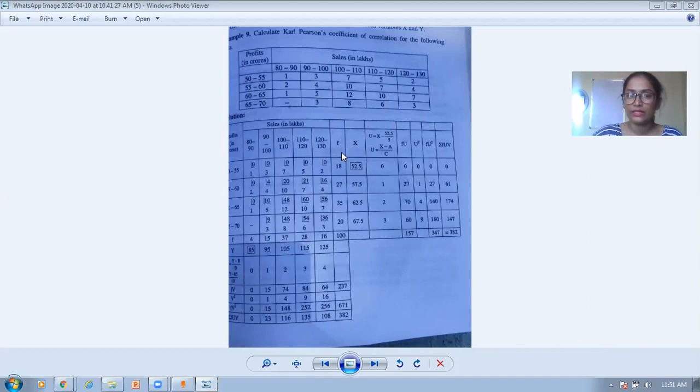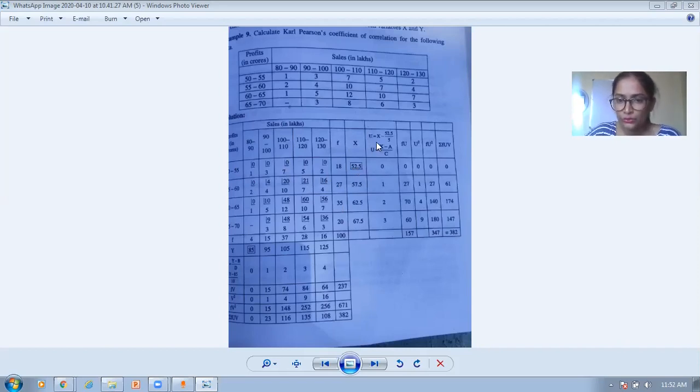Here, f is the frequency of x. That means the sum of this particular row. So 1 plus 3 plus 7 plus 5 plus 2 is equal to 18. That's why we have written 18 here. The same follows for 4 rows, and the same way we calculate x. How do we calculate x? This is the mid value of this class interval 50 to 55. 50 to 55 mid value is 52.5. So we have written 52.5 here.